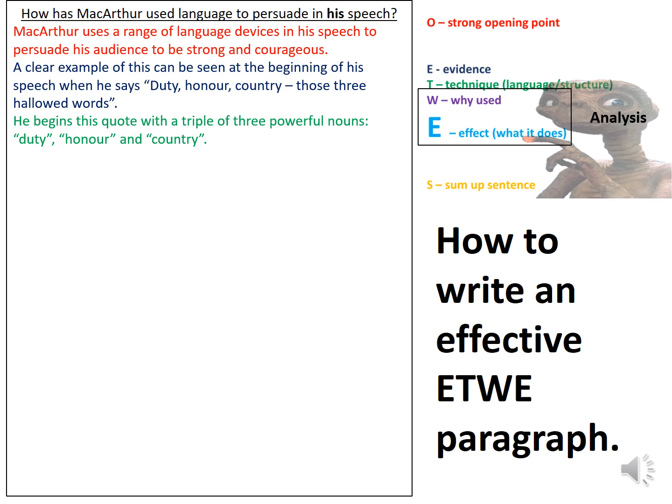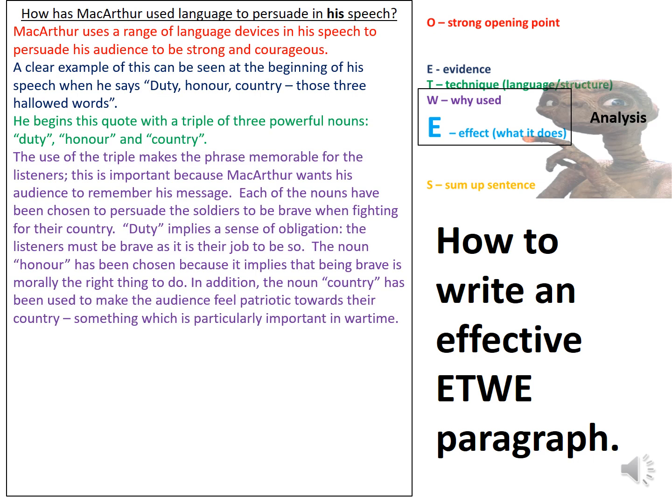So quite straightforward so far, but as I said, why the writer has used the technique or the words and what they do, that's the really important part. So we want this part to be as detailed as possible. To get the highest grades, we want to be zooming in on key words here. So why has the writer used this triple? The use of the triple makes the phrase memorable for the listeners, and this is important because MacArthur wants his audience to remember his message.